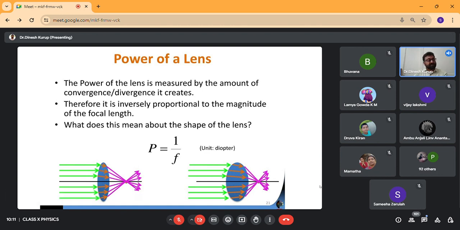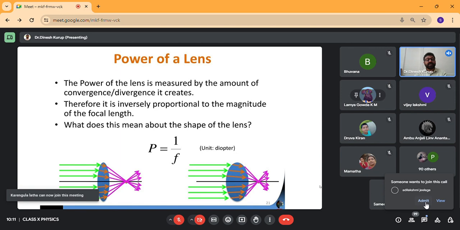Now, power is actually the converging or diverging capacity of a lens. How much the light ray is converged to a particular point is measured by the power of a lens. The amount of convergence or divergence it creates is called the power of a lens. It is inversely proportional to the focal length. A large focal length means the light will converge at a faraway point from the lens. A lesser focal length means the light will converge to a point near the lens. That is why P equals 1 by f.